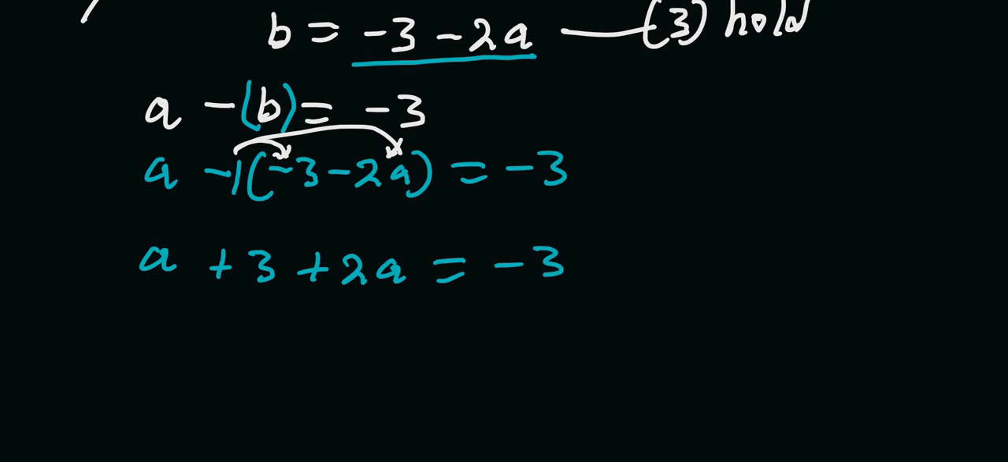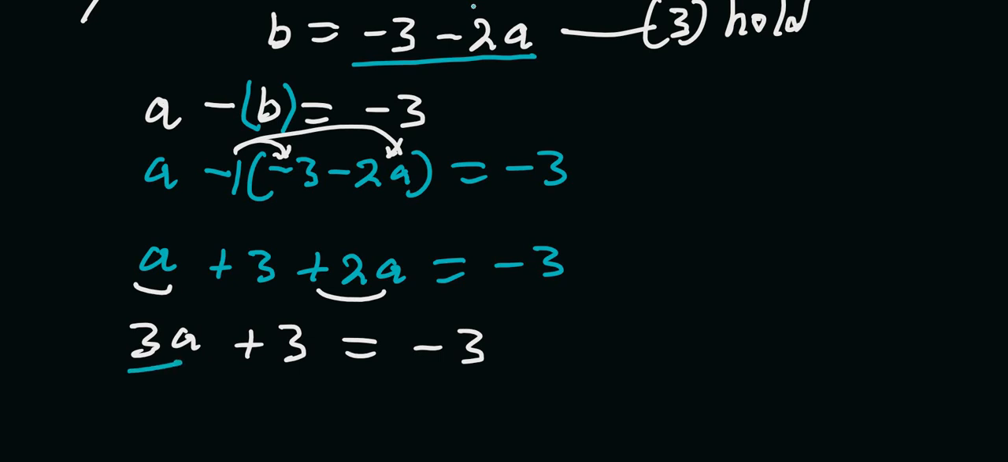So let's combine like terms. We have like terms on the left side. This is +a, this is 2a. So a plus 2a is going to give us 3a. So we have 3a plus 3 equal to -3. So now we are going to isolate this value by subtracting, because we have +3 here. To eliminate this, we subtract 3 from both sides.